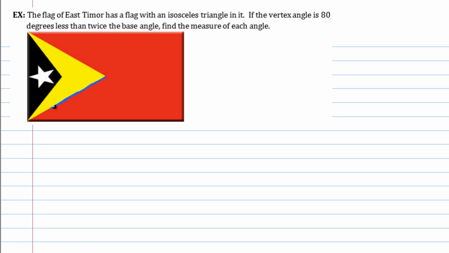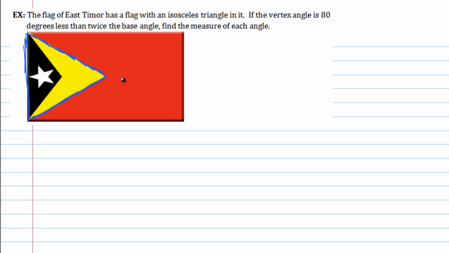This is one of the sides. This right here is one of the sides. And finally, this is one of the sides as well. Okay. So the flag of East Timor has an isosceles triangle in it.